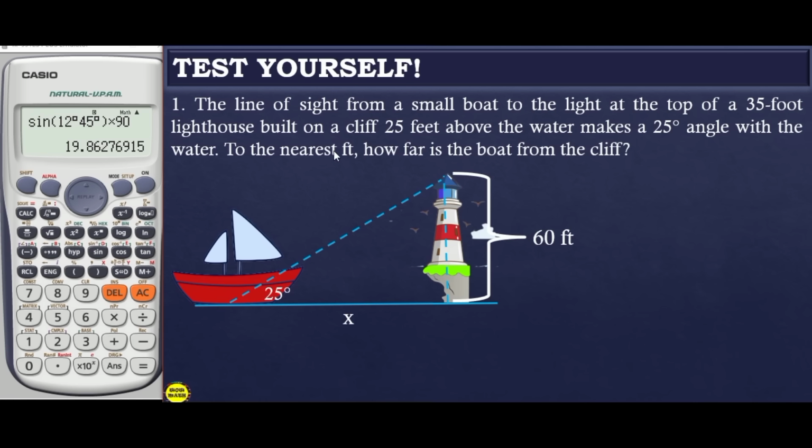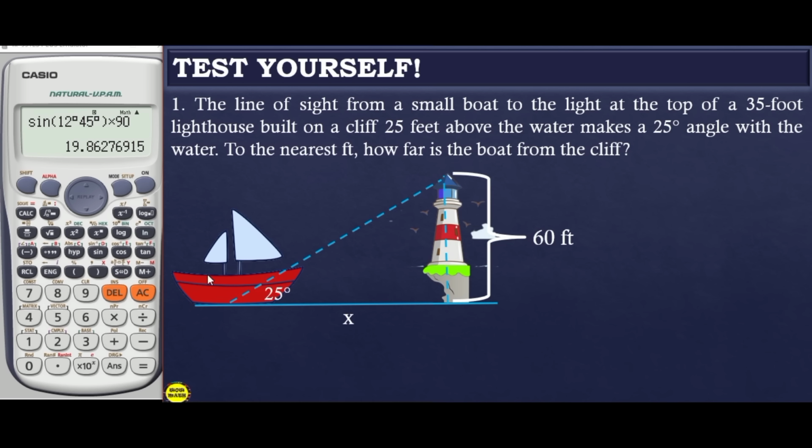The line of sight, so test yourself na. Pwede nyo akong sabayan, itry nyong mag-solve. Okay? So, the line of sight from a small boat to the light at the top of a 35-foot lighthouse built on a cliff 25 feet above the water, makes a 25-degree angle with the water.